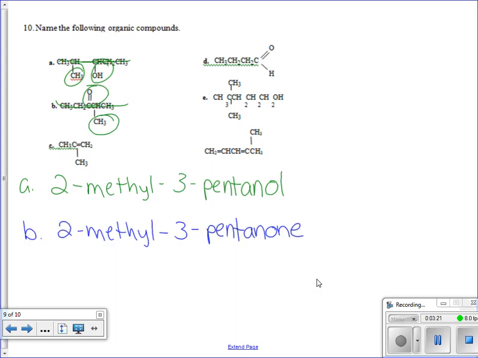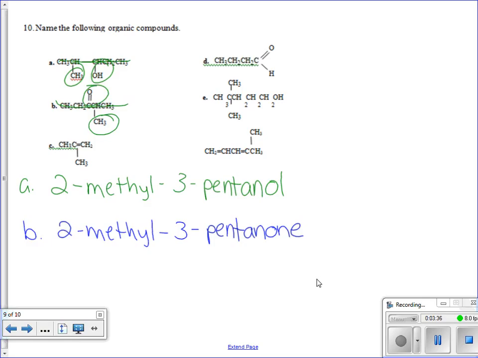C doesn't have a functional group. It just has a double bond. And that CH3, that branch on the bottom, should actually be attached to the second carbon. I know it looks like it's in between. It should be on the second carbon.